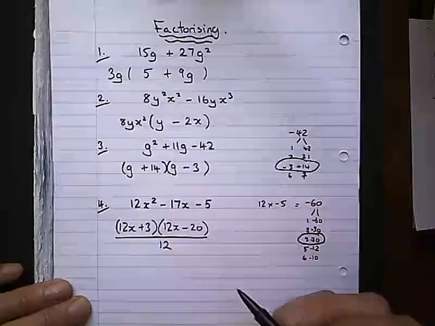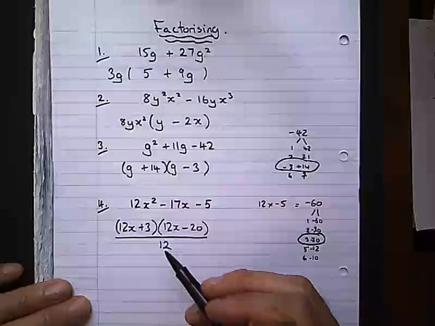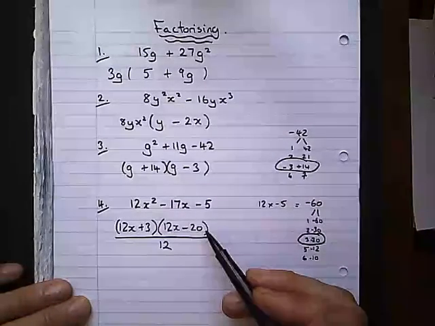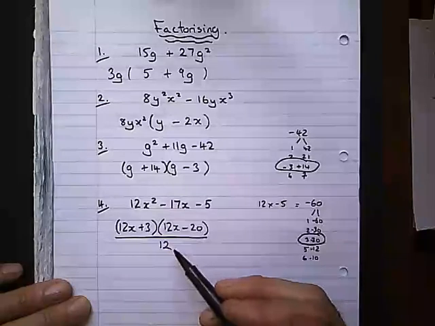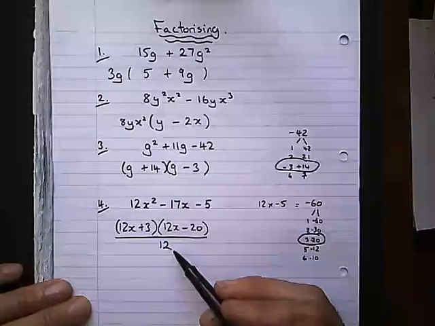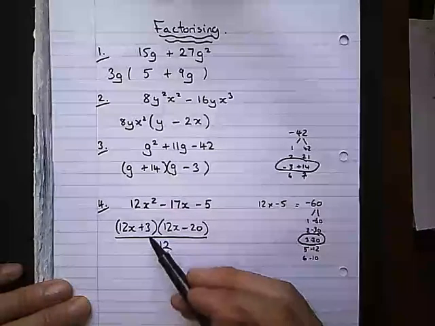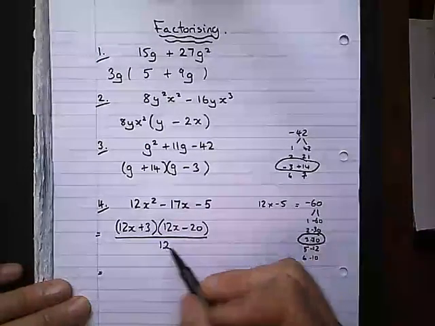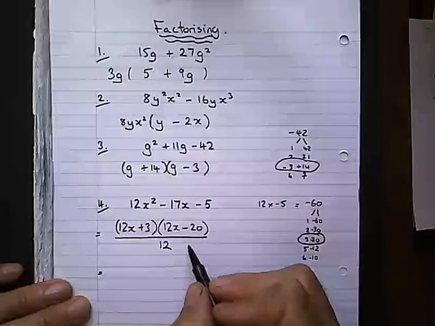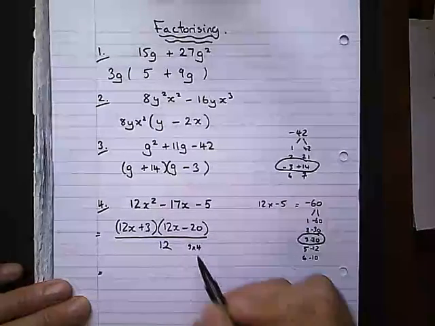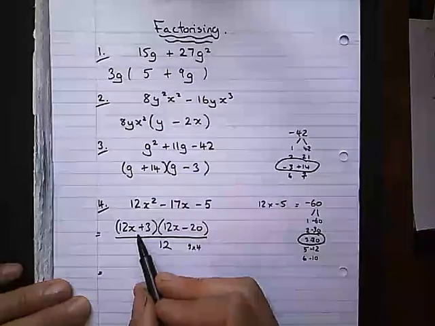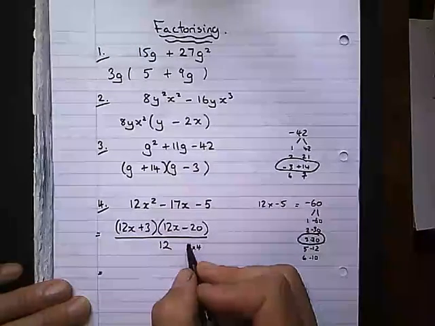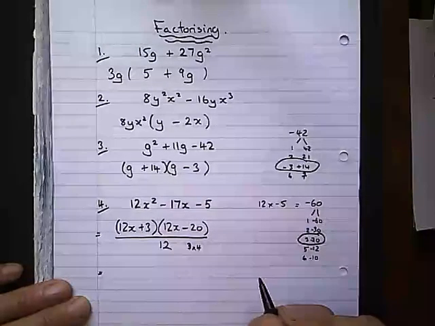Now, the only problem we've got is 12 doesn't go into this bracket fully, and 12 doesn't go into this bracket fully. So I'm going to break my 12 up into two numbers, one will go into one bracket and one will go into another. So 12 can be broken up into 3 times 4. 3 can be dividing the first bracket and the 4 can be dividing the second bracket. And that's how we do this.